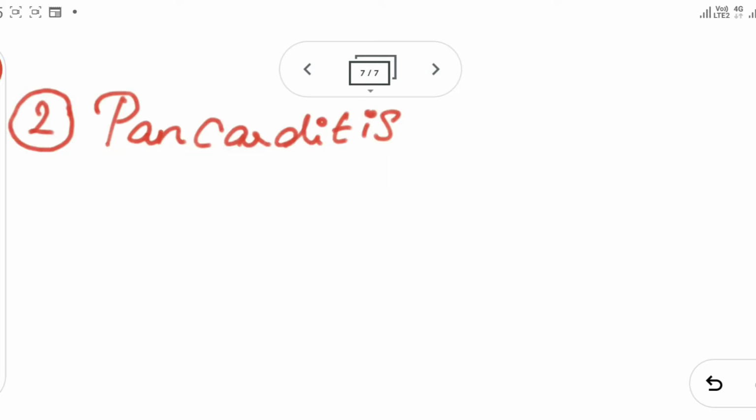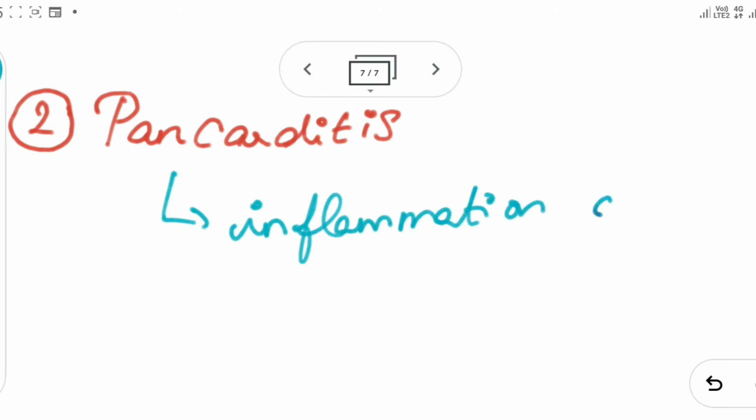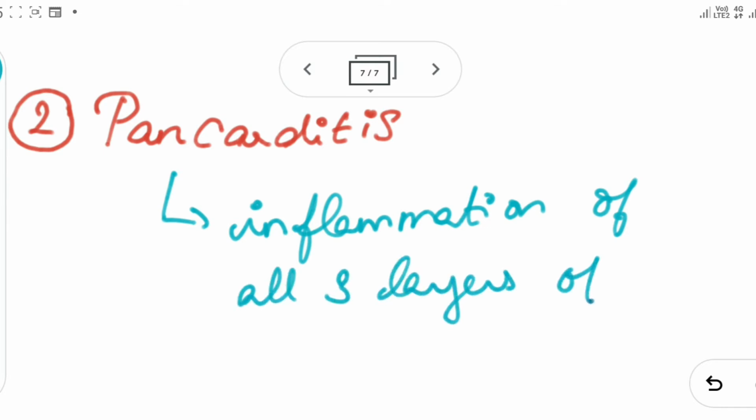The second feature is Pancarditis, which means the inflammation of all three layers of the heart. The three layers of the heart are endocardium, myocardium and pericardium. We'll see one by one.